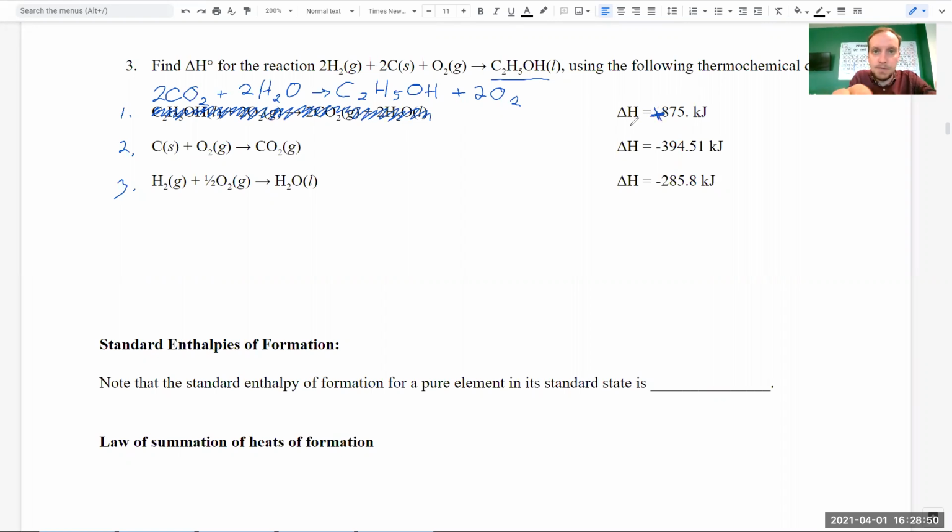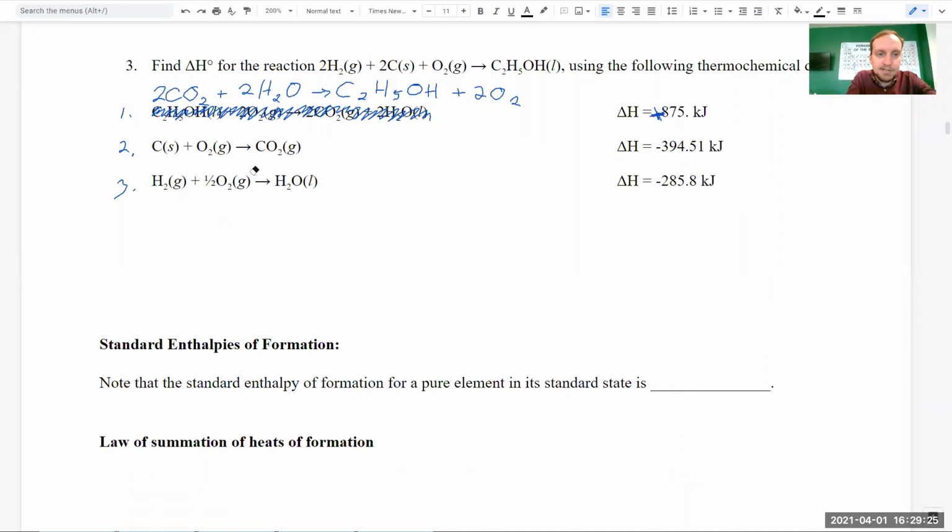All right, so my C2H5OH is now on the right side. That looks pretty good to me, and there's one of those. Looking at reaction number 2, what I see is this is on the left side, this is on the left side, so that looks pretty good. I don't think we need to flip number 2. Reaction number 3, looking at those two: water, H2, and half an oxygen. Those, again, are kind of like that, so that looks pretty good. I think everything's going to work out all right.